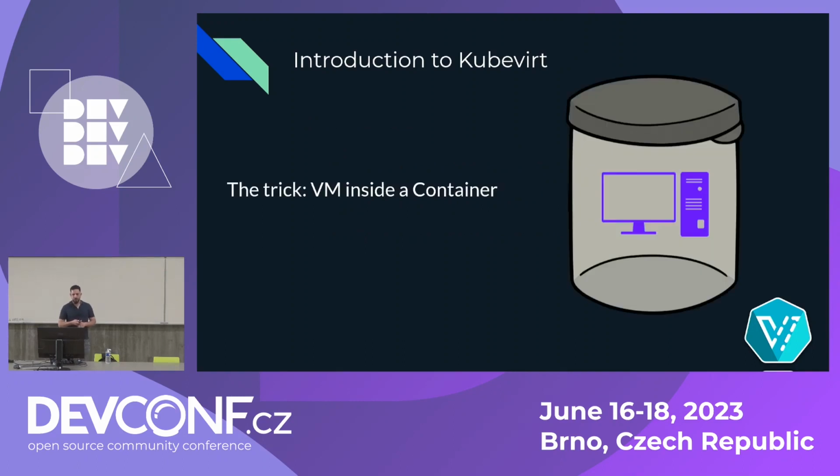And I'm not going to dive into the architecture of Kubevirt too much, but the basic idea that you need to understand is that the trick is that we're running a VM inside a container. So inside the container, we would have a hypervisor running the guest, and this is all wrapped inside a container.